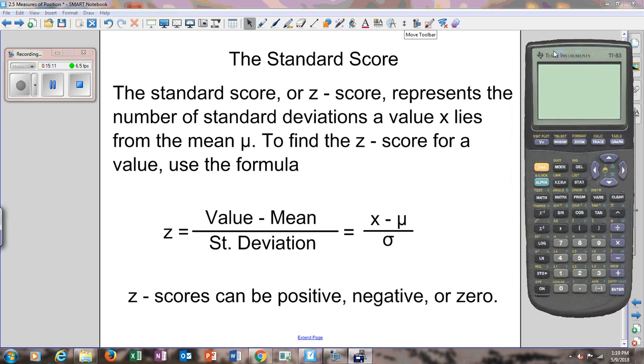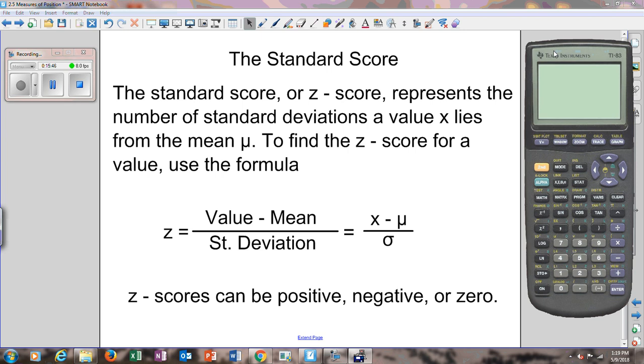Next up is the standard score. Now the standard score, or the Z-score, any of you who take college statistics will see so much about the Z-score. Z-score represents the number of standard deviations that a value x lies from the mean. So to find the Z-score for a value, use the formula Z equals value minus mean divided by the standard deviation. So that's just x minus mu over sigma.